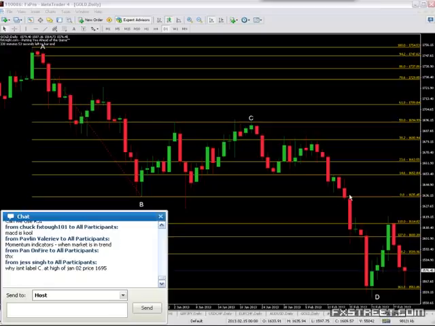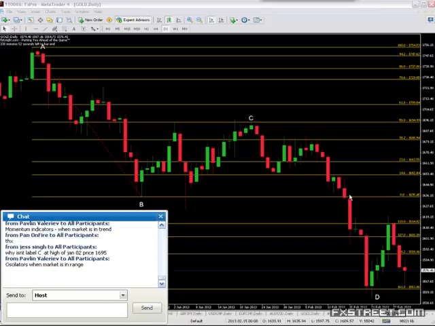Momentum indicators when market's in a trend, oscillating indicators when market's in a range. And ADX, I mean, you can tell visually, gee, it's going down. Gee, it's going sideways. Okay? But ADX kind of takes the guesswork out of it.